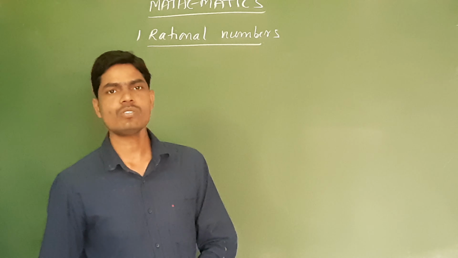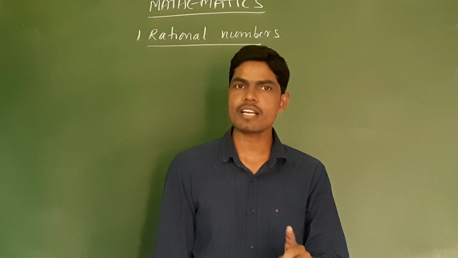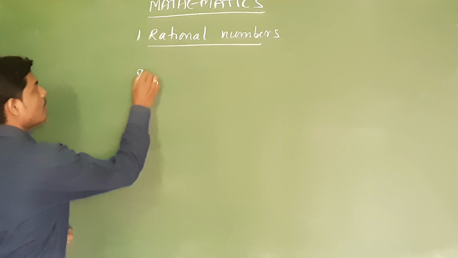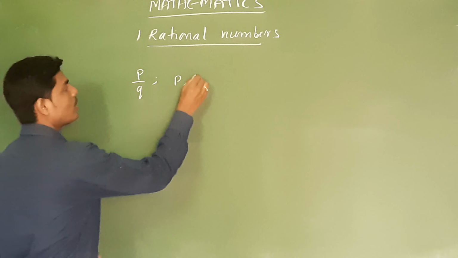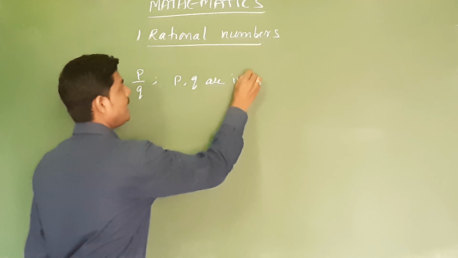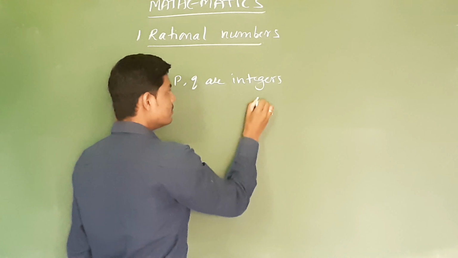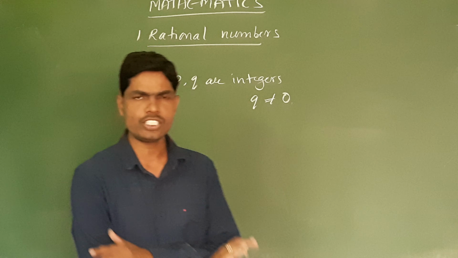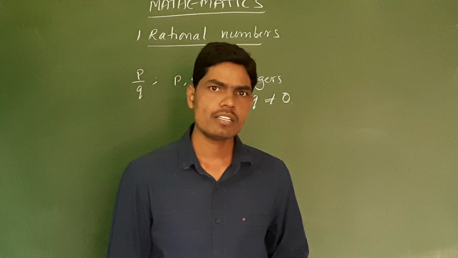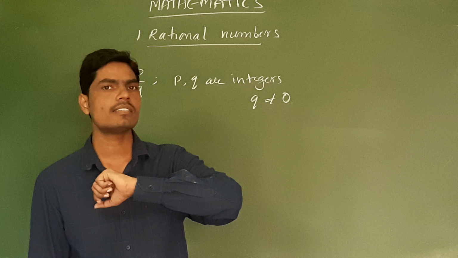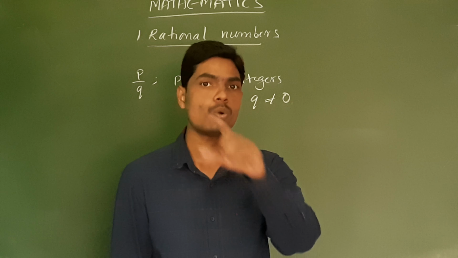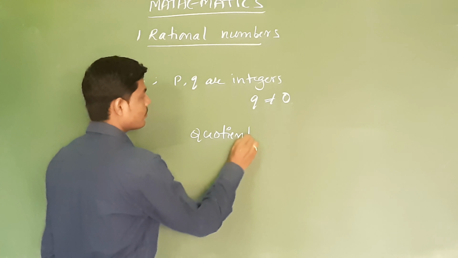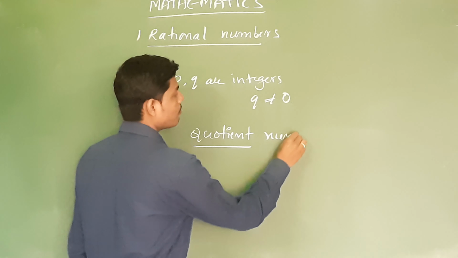So here we are discussing rational numbers. Rational numbers are in the form of p by q, where p comma q are integers and q is not equal to 0. Okay, we got the definition of rational numbers. These rational numbers are also called by some other name, that is quotient numbers.